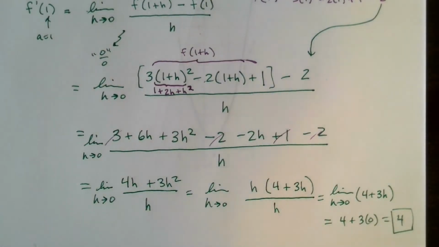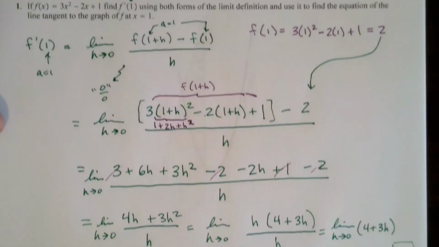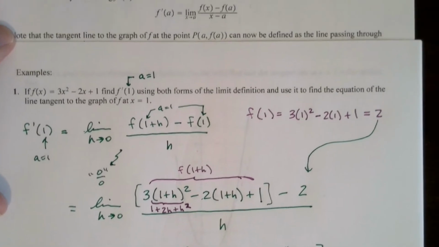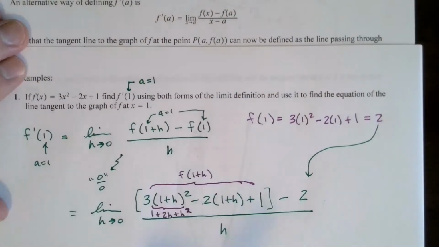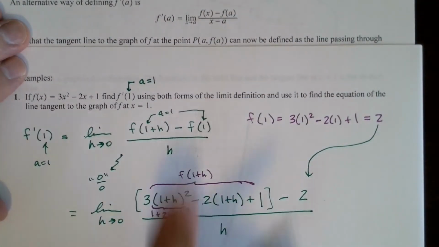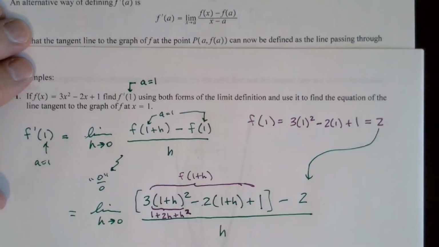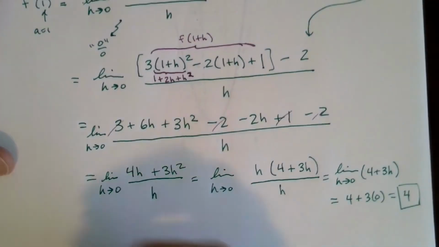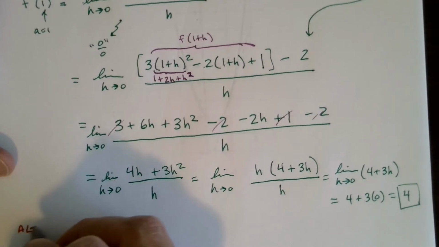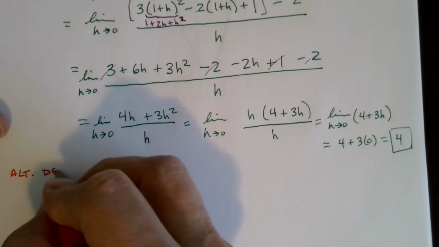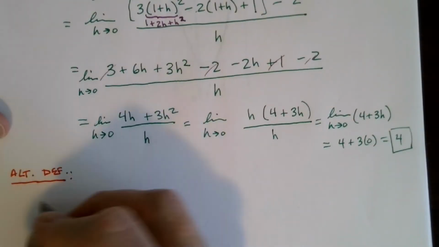Okay. Just for comparison, let's take a look at the alternate way of defining the limit, which is with this form. f prime of a is the limit as x approaches a of f of x minus f of a divided by x minus a. So let's look at the alternate definition, just compare the two. We're going to get the same result.